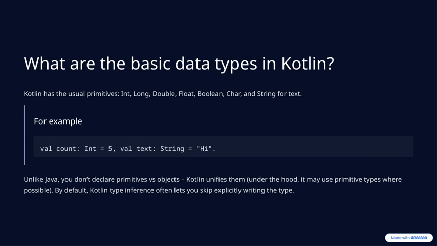One of the key differences from Java is that, in Kotlin, you don't need to declare primitives and objects separately. Kotlin unifies them under the hood, so it may use primitive types where possible, which can lead to more efficient code. Also, Kotlin's type inference is pretty powerful, so in many cases, you can skip explicitly writing the type, and Kotlin will figure it out for you. This approach makes the code cleaner and easier to read, aligning with Kotlin's overall goal of being concise and expressive. It's a small detail, but it really streamlines how we work with data types in Kotlin.